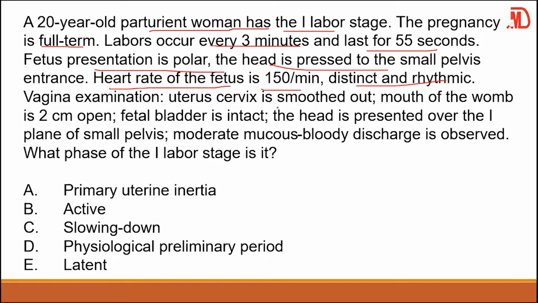Vaginal examination: the uterus is smooth out. So that's thinning. That's effacement. Mouth of the womb is 2 centimeters open. And we said in latent phase, we have it up to 4. Now in active phase, it's from 4 to about what? 10. Now the fetal bladder is intact. The head is presented over the first plane of the small pelvis. Moderate mucous-bloody discharge is observed. What phase of the first labor is this?